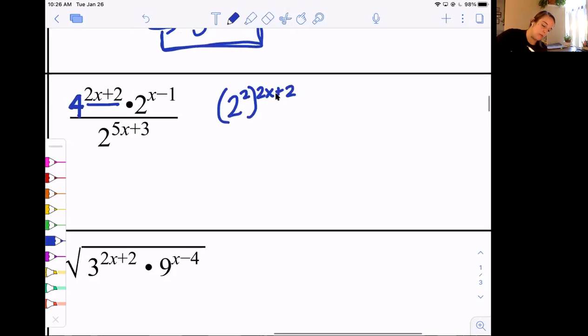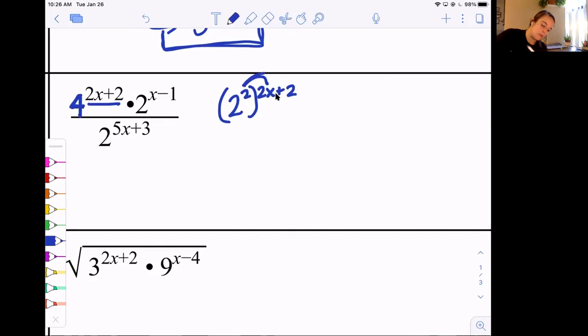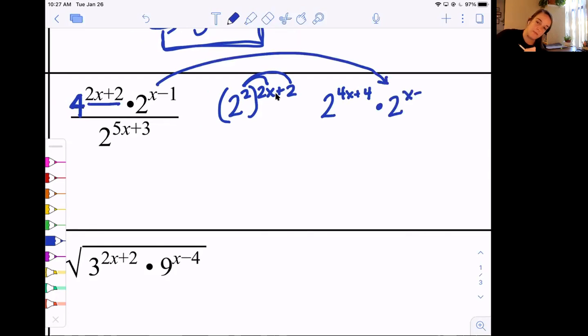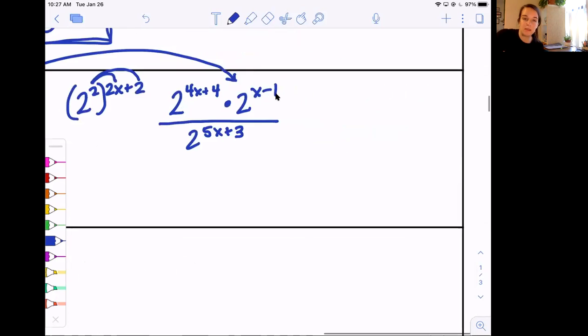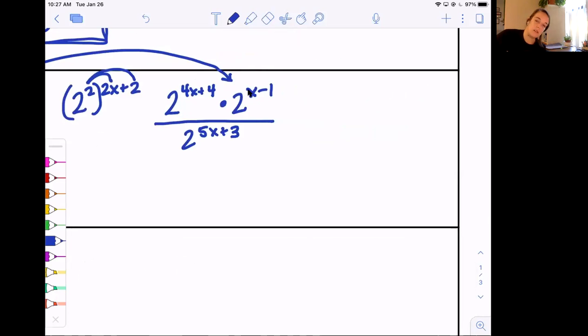That is going to, remember, power of a power, distribute. So I have 2 to the power of 4x plus 4 times, now I'm bringing this over here, 2 to the power of x minus 1 over 2 to the power of 5x plus 3. Now that my bases are the same, now I can add these together.